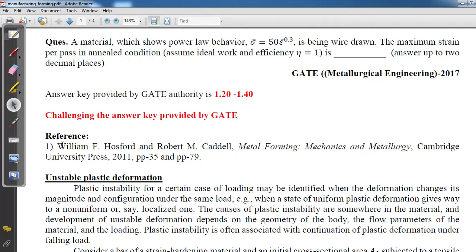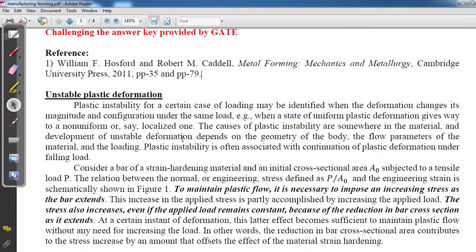I am giving the reference of the standard book because of which the doubt came in my mind. This book is William F. Hosford and Robert M. Caddell, Metal Forming: Mechanics and Metallurgy, Cambridge University Press, published in 2011. Page numbers are 35 and 79, where you will get the concept. Before starting the concept, let's study some theory.